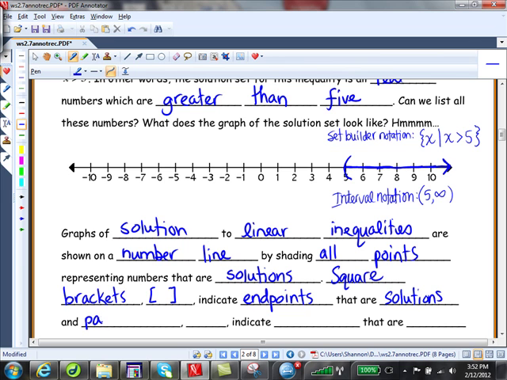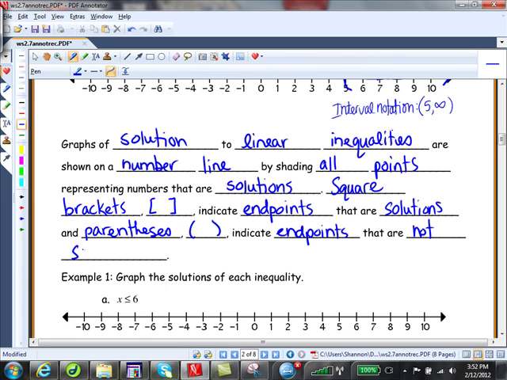and parentheses like above indicate endpoints that are not solutions. By the way, infinity and minus infinity are just directions, ideas. They're not actual numbers, so they're never included. You always use parentheses around plus or minus infinity.